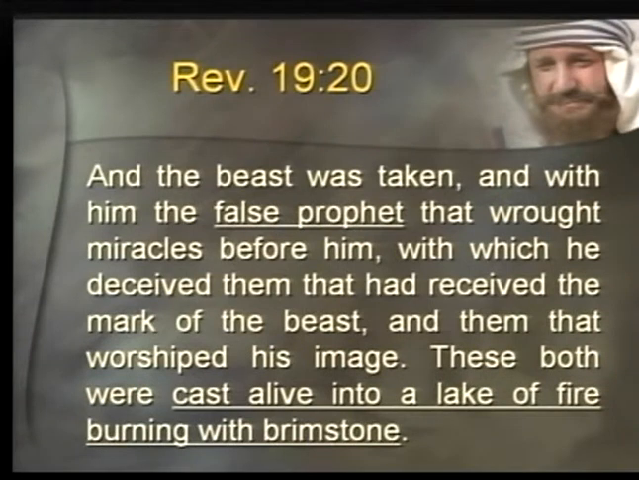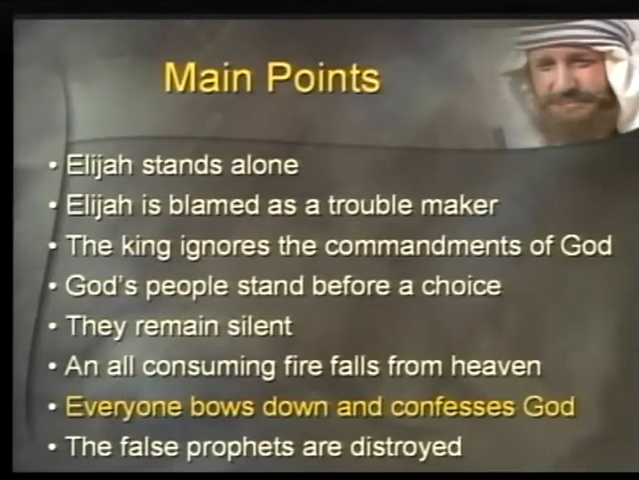Chapter 19, verse 20, and the beast was taken, and with him the false prophets that wrought miracles before him. And if we go through to the end of that verse, it says, these both were cast alive into the lake of fire, burning with brimstone. What happens to the false prophets? What is the end of the false prophet? There is a way that seems right unto a man, but the end thereof is destruction. False prophets will end in hell fire. What was that second last point? Everyone bows down and confesses to God.